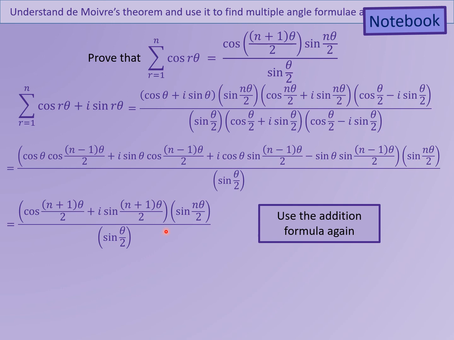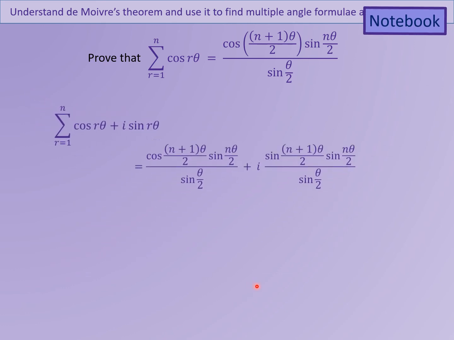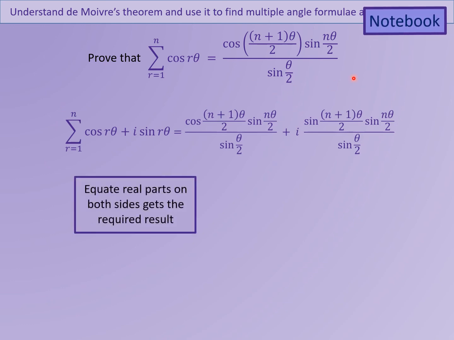Now finally, I'm in a situation where I can see real times by that will be real over real. Imaginary times by that over that will be imaginary. So I can write it out in two parts, and I can now equate the real and imaginary parts. The real parts are going to tell me that that equals that, which is exactly what I'm trying to prove. You could be asked the same question, but with the sine part, and that would equal that sine part just there.